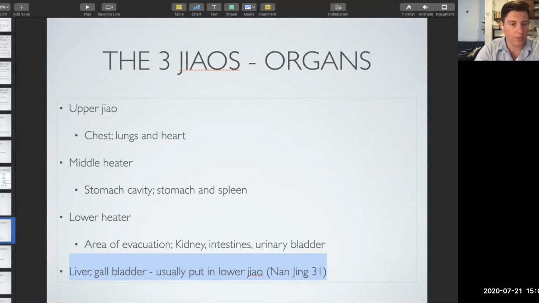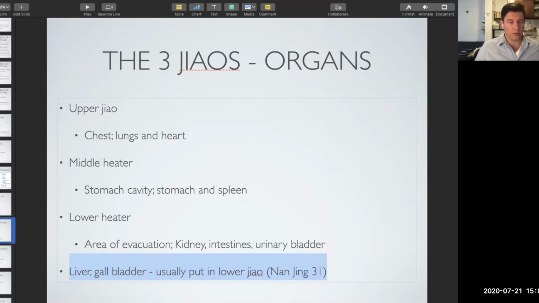This is something that you'll probably hear people go back and forth on, whether it's in the middle or the lower jiao. According to the Nanjing, it's in the lower jiao. I don't have much to say about that. I mean, it's very clear from the Huangdi Neijing that real ancient Chinese medical practitioners were doing dissections. They have listed weights for all the organs that are close enough. So they were doing some sort of dissection at that time period.